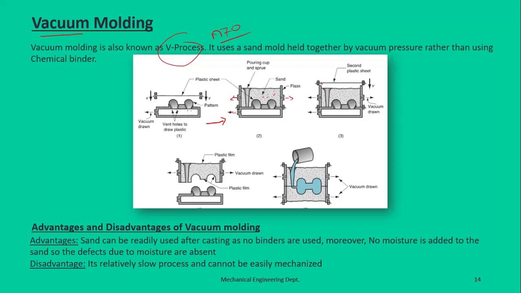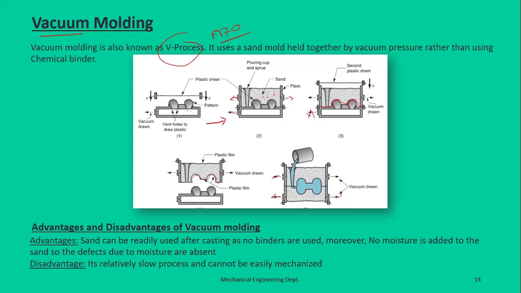Then you place another plastic sheet over the flask, and we keep on applying the vacuum so that it is covered from the top as well by this plastic sheet. So when it settles down, we will terminate this vacuum and remove the pattern, so that it leaves behind the mold cavity with a plastic film stuck onto its surface. Then you make the drag part of this mold cavity, and we assemble them together, and we keep on applying the vacuum pressure so that the sand remains intact.